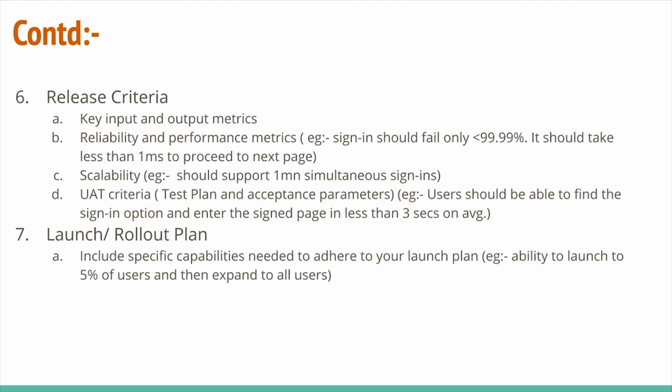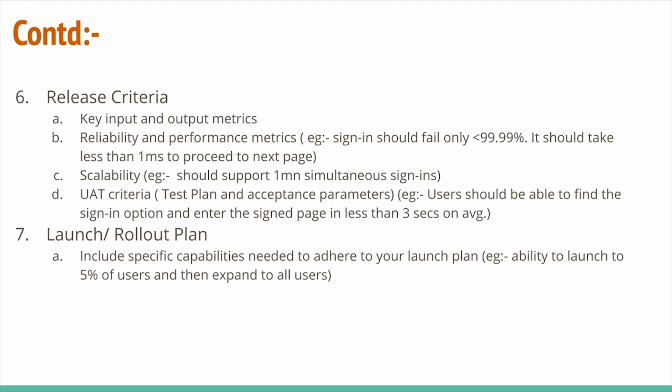Your users are very time sensitive. They can't really wait for longer than 3 seconds. That's how the industry standard is. You're going to have this kind of scale considering your business. And you also know what the reliability and performance metrics are that are very critical for your user segment. Ensure release criteria is definitely there in your PRD.